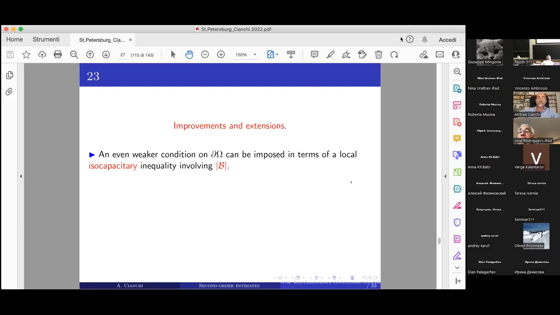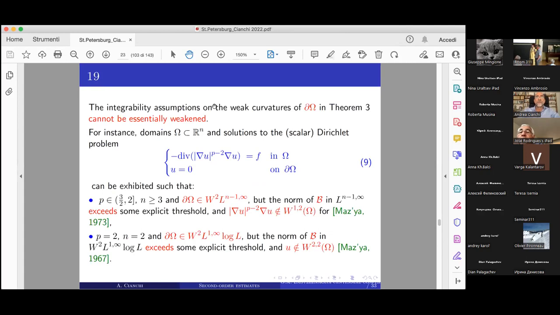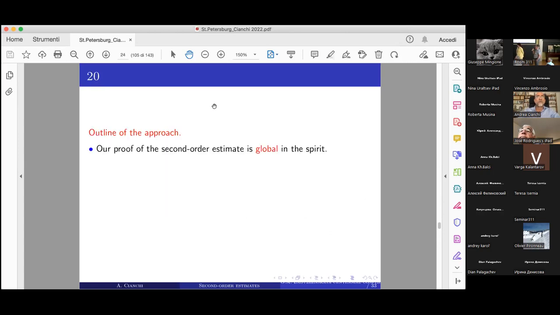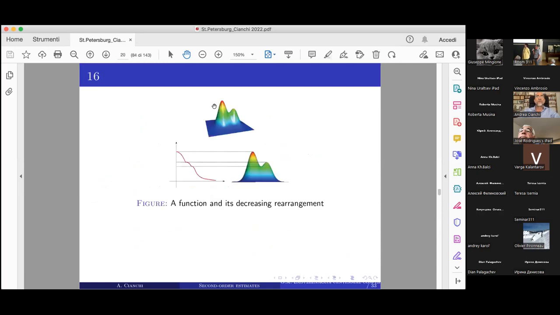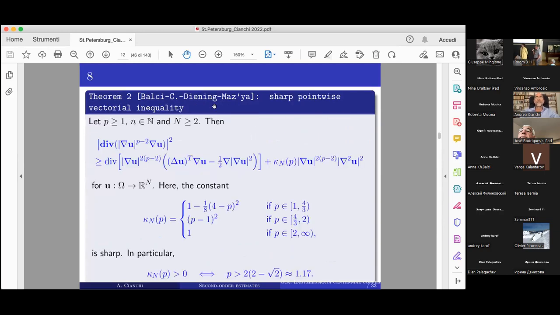Can you return to the slide with the constant K of P? Say it again. The slide with K of P, the constant K, which you use. The formula K of P equals, and there are three different formulas. Kappa of P. This is a pointwise inequality. Yes. This one. So kappa of P is negative for P equal to one or close to it. So this gets negative if P is close to one.